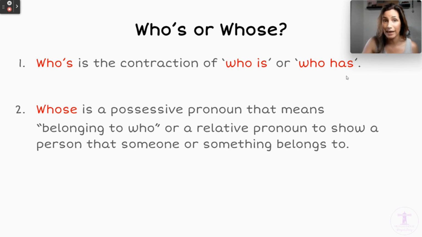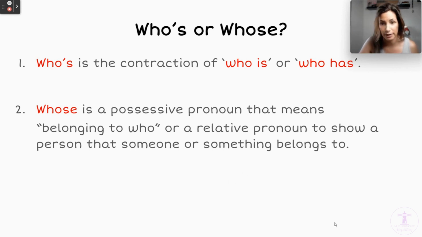And then the second one, whose. Well, this is a pronoun, okay? Possessive or relative. It's a pronoun. And it means you use it when something belongs to someone, okay? When something belongs to someone, or when you're talking about someone that something belongs to, okay?